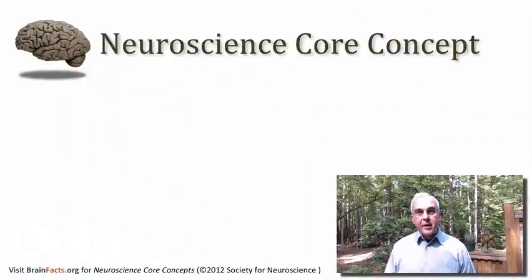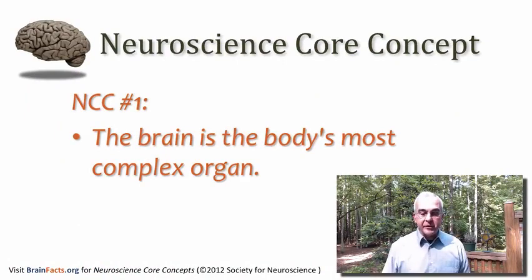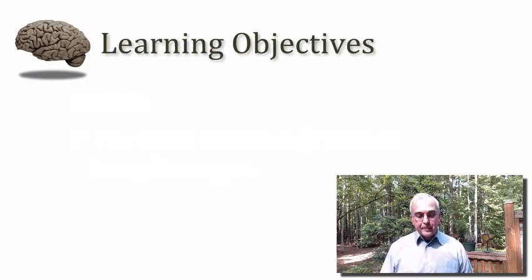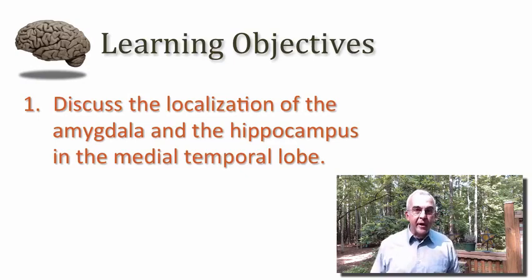Welcome back to Medical Neuroscience, and in this tutorial I'd like to give you an overview of the limbic forebrain. The core concept that will be germane for today's discussion is simply that the brain is the body's most complex organ. And I have two learning objectives for you today. First, I'd like for you to be able to review again the anatomy of the internal structures of the forebrain, with a particular focus on localizing the amygdala and the hippocampus in the medial part of the temporal lobe.